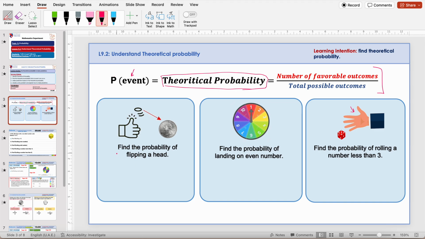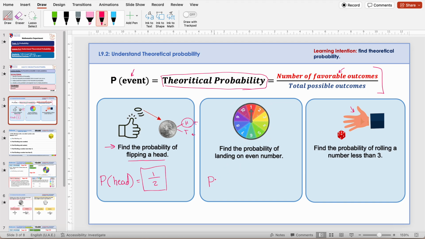Okay, so let's talk about the first event. Find the probability of flipping a head. So when you flip a coin, what's the theoretical probability of getting a head? What's the number of favorable outcomes? It's basically how many times we have head. When we flip a coin, it's either head or tail. So we have one head out of what's the total possible outcomes? There are basically two possible outcomes. 1 out of 2. That's it.